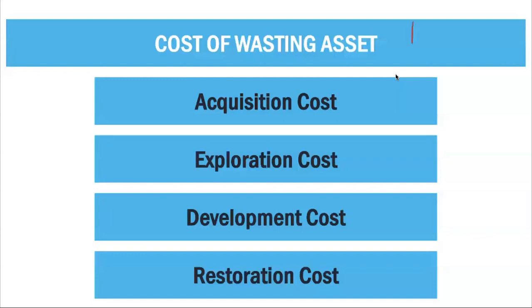So how do we initially measure it? What is the cost of your wasting asset? First, your acquisition cost, of course, your cost to acquire that particular land. Next, exploration cost, the cost to explore that land to get your mineral resources. Next, development cost, the cost to develop that land.